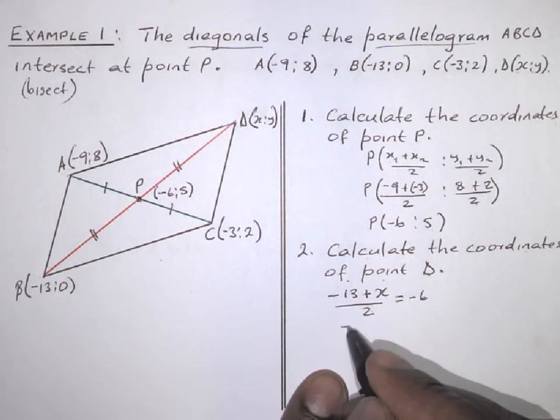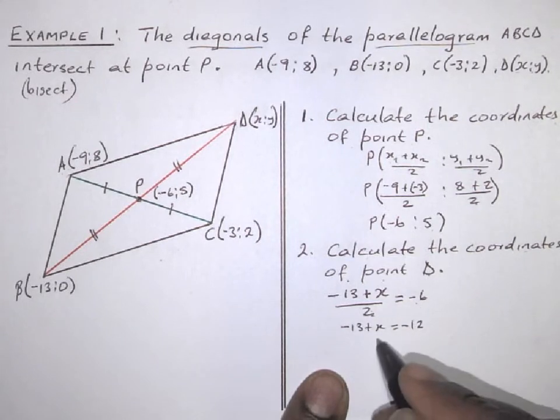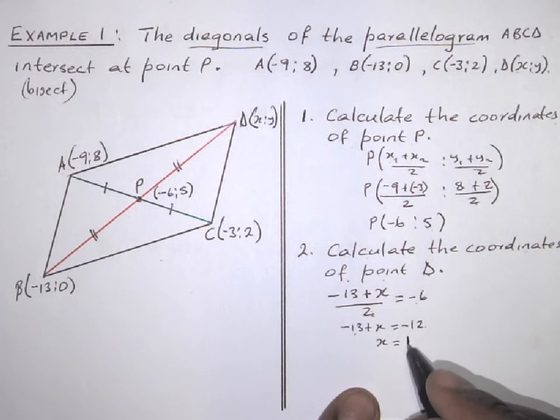If I cross multiply, it's minus 13 plus x would give you 2 times minus 6, which is minus 12. So x equals, if you take minus 13 to the other side, you'll get x equals 1.